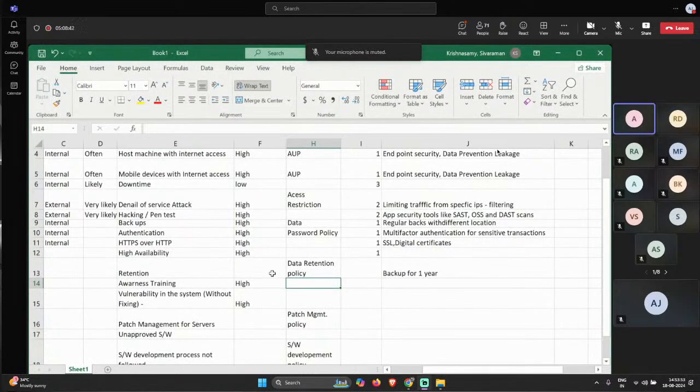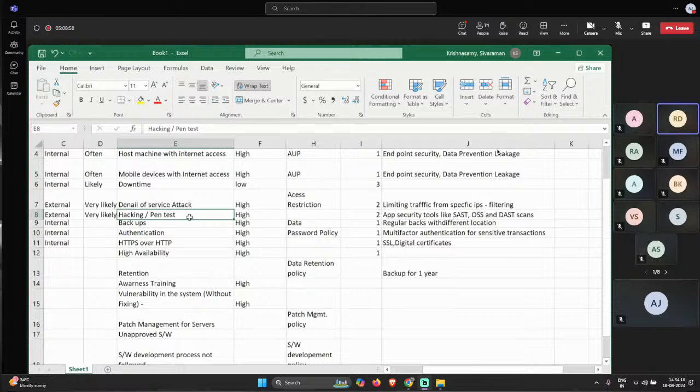So how about application security policy? Yes, you can add one more at the bottom, application security policy. That is where you're testing, but what is the policy which you're applying? Okay, I can understand, sir.